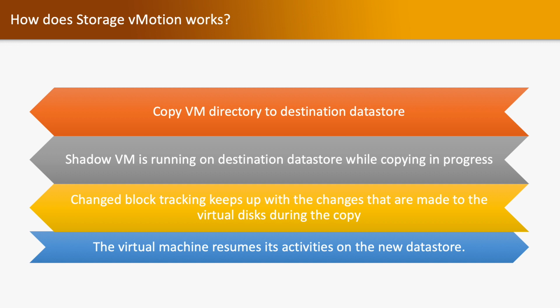Changed block tracking, known as CBT, will keep up with the changes that are made to the virtual disk during the copy process. Once the complete copy process completes and the virtual machine directory and files have moved from datastore 1 to datastore 2, the virtual machine resumes its activities on the destination datastore. So that's all about storage vMotion. Now we are jumping to the lab where we'll see how we can perform storage vMotion.